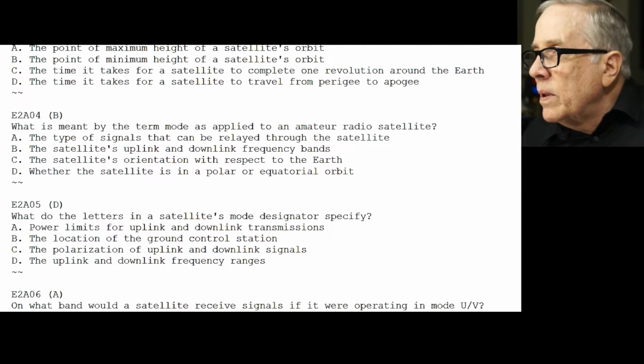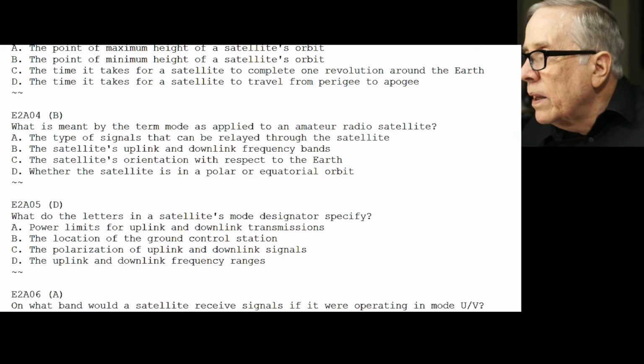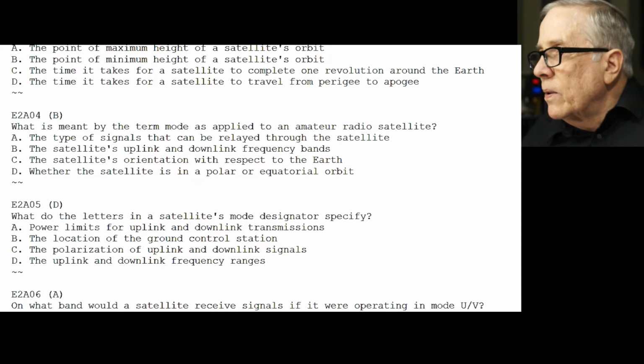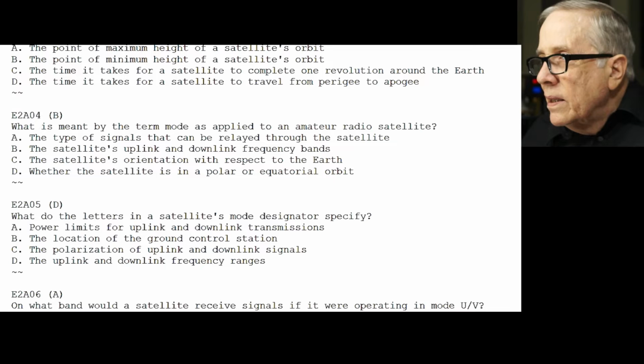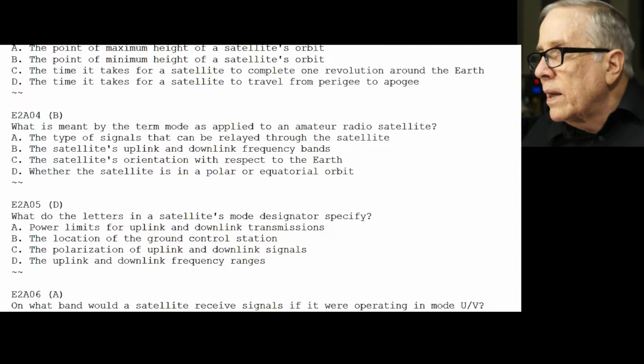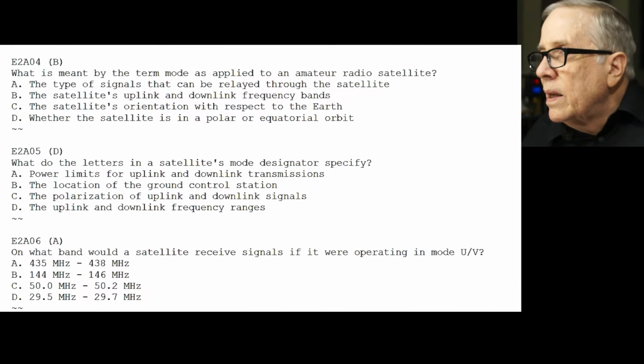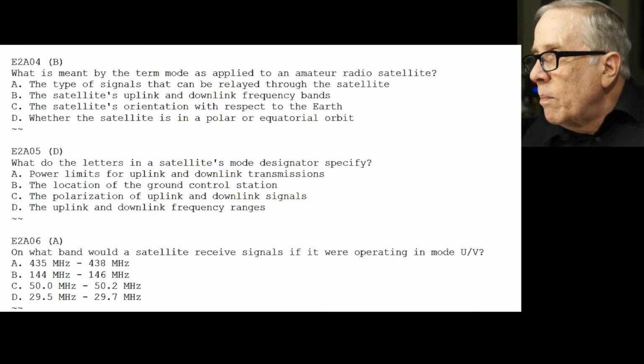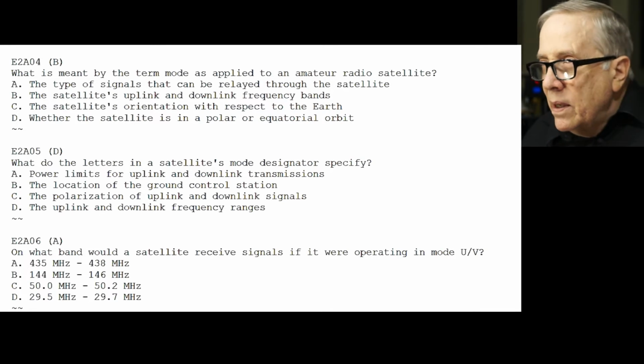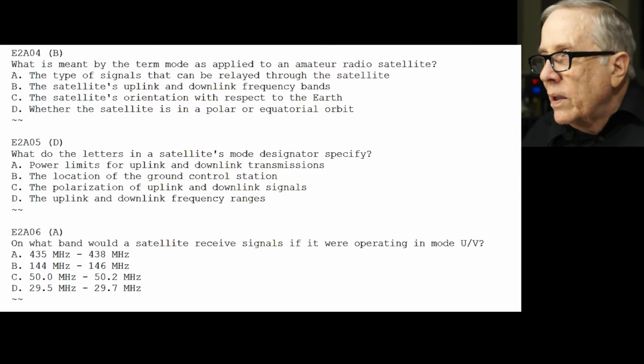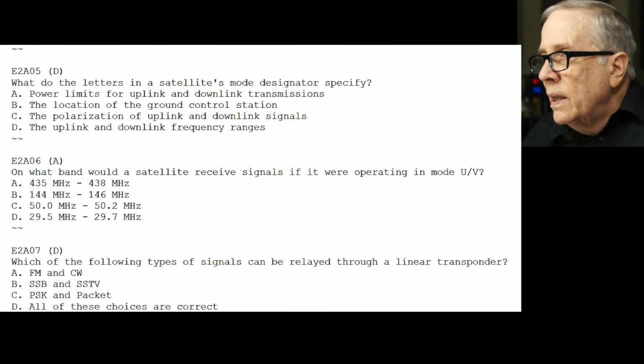E2A04, what is meant by the term mode as applied to an amateur radio satellite? The term mode, what does it mean with respect to a satellite? In satellite speak, it is B, the satellite's uplink and downlink frequency bands. E2A05, what do the letters in a satellite's mode designator specify? It gives the D, the uplink and downlink frequency ranges.